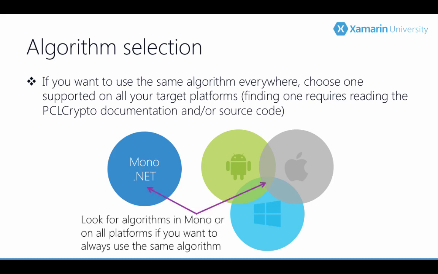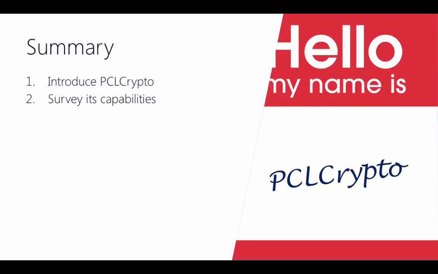And you can select algorithms that are supported in the Mono runtime, or consult the Pcl Crypto documentation and source code to verify support. Now this might sound confusing, but I have some good news for you. Generally, if you choose current standard algorithms like RSA and AES, you should have no problems with cross-platform compatibility. iOS in particular tends to not support older, less secure algorithms. So again, stick with the current standards and it should be smooth sailing.